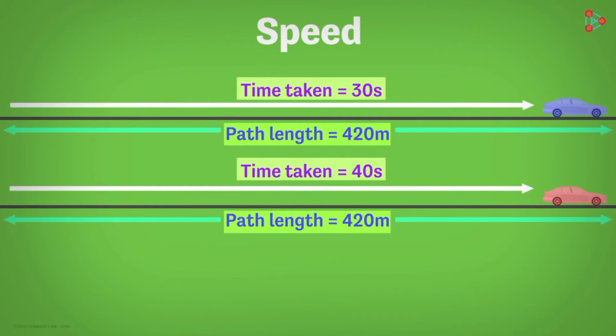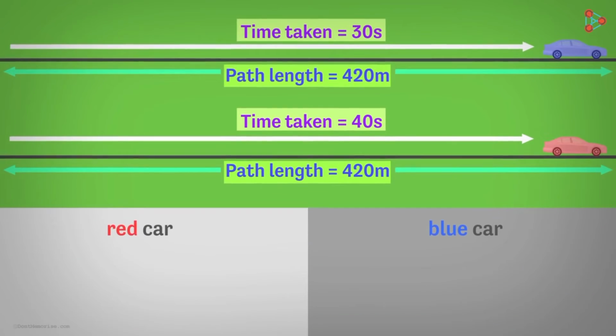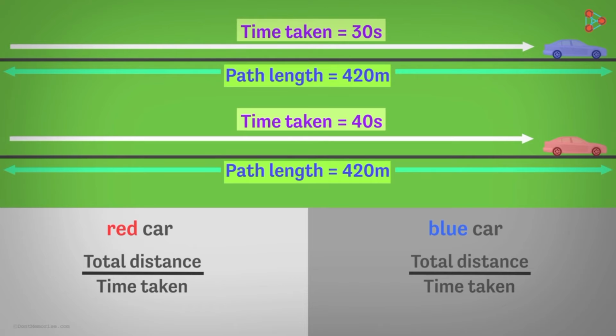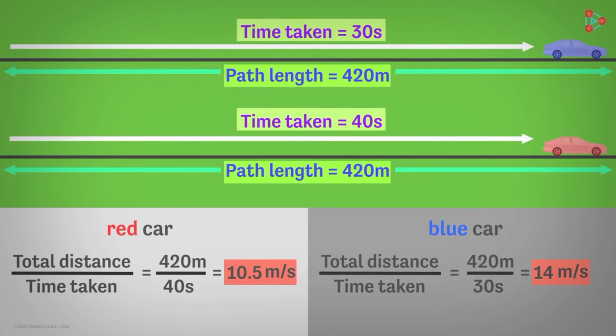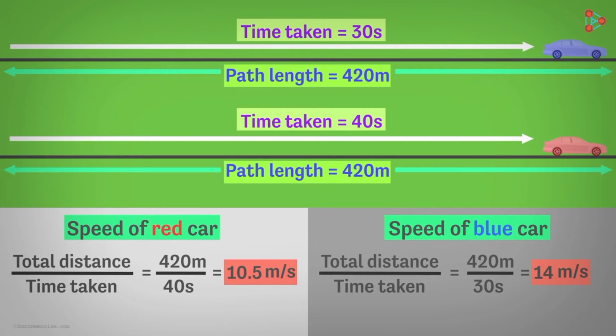For the red car, we take the ratio of total distance to time taken, and for the blue car, the total distance by time taken. So, in the case of the red car, it is 10.5 meter per second, and for the blue car, it is 14 meter per second. So, this ratio is the speed of the car. Since the blue car's ratio is greater than the red car's, it means that the blue car traveled at a greater speed.